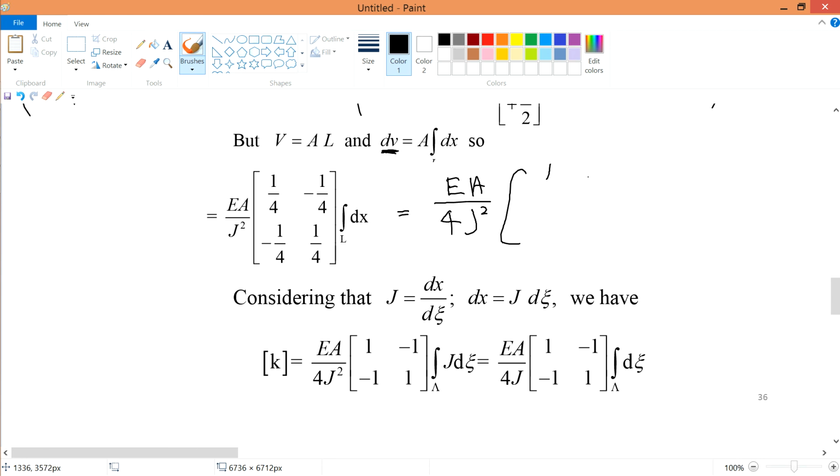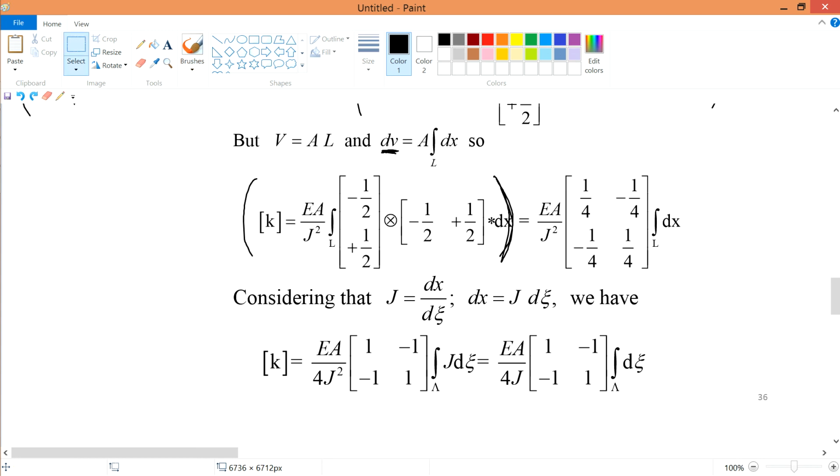So what I have is 1, minus 1, minus 1, 1. We are somewhere there already. And then this integral we still leave it here. You may wonder where the integral comes from, because the integral is over here.